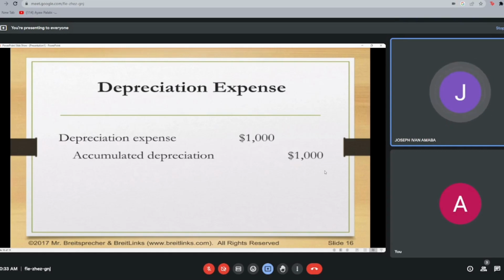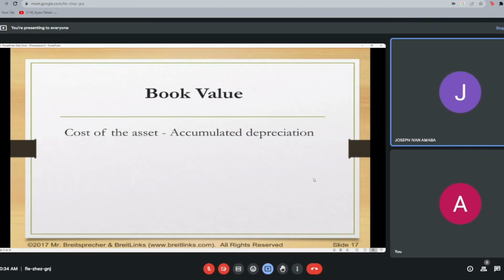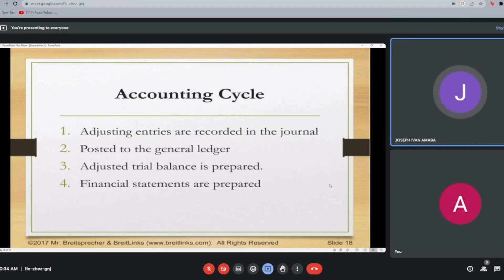Next is the depreciation expense. Depreciation expense is $1,000 and accumulated depreciation is $1,000. Next is the book value. The cost of the asset less accumulated depreciation is its book value.